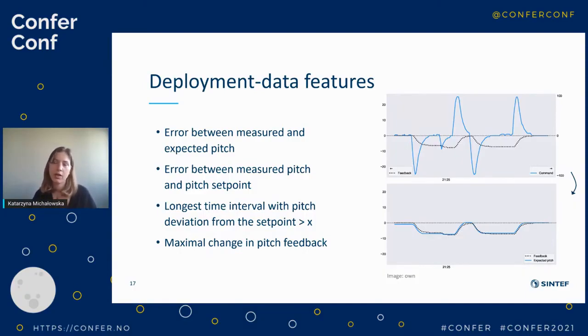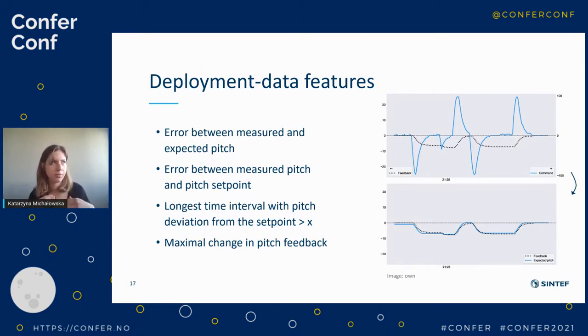So in the final algorithm, we used 4 features. 2 were the errors between one variable and another. The first one was the error between the measured and expected pitch. The other one was the error between the measured pitch and the set point of the pitch. And then the other one was the longest time interval in which this deviation between the measured pitch and the desired set point was larger than some value, which was typically a deadband for the thruster.